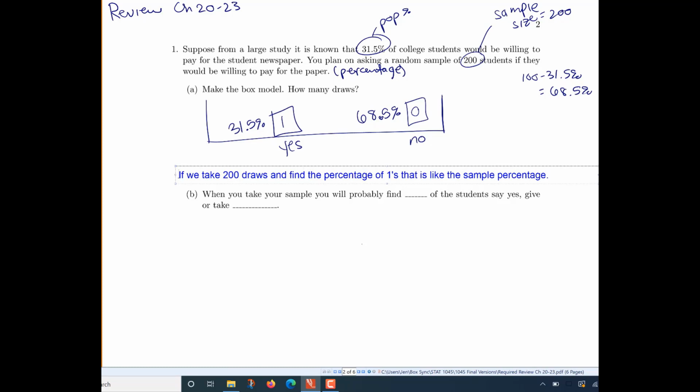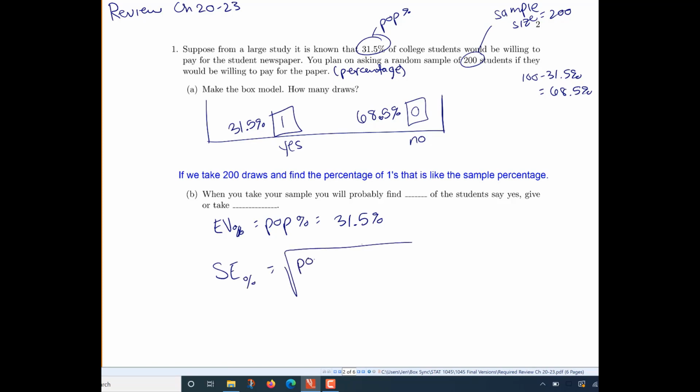Part B. When you take your sample, you will probably find blank percent of the students say yes, give or take what. So that sounds to me like I'm talking about an expected value. I'm trying to figure out what I'm expecting. For percentages, expected value for a percent is just equal to your population percent, which in our case is 31.5%. Standard error for the percent is equal to, this is the formula I never like to write, it's equal to the population percent times 100% minus the population percent, all divided by the sample size.